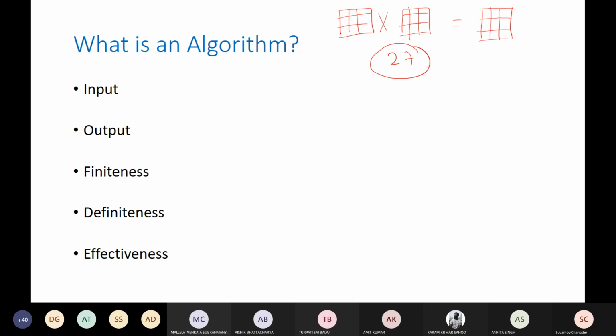So you can consider this as any value, n cross n, or m cross n, or n cross 3, anything. Here, for simplicity, I am considering square matrices, nothing else.